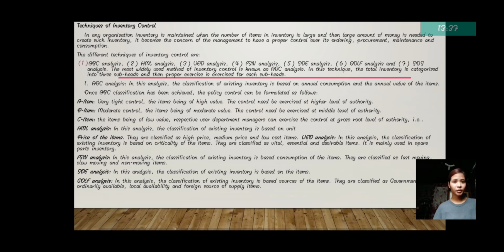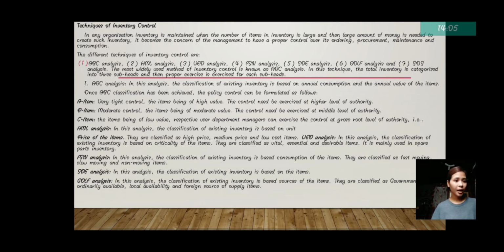So there are different techniques of inventory control. These are the ABC analysis, HML analysis, VED analysis, FSN analysis, SDE analysis, GOLF analysis, and SOS analysis. The most widely used method of inventory control is known as ABC analysis.